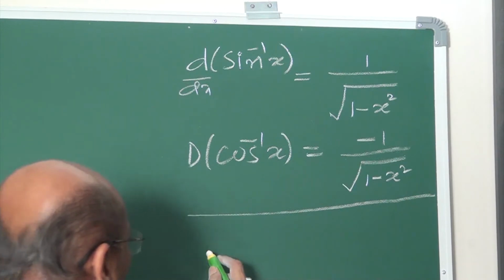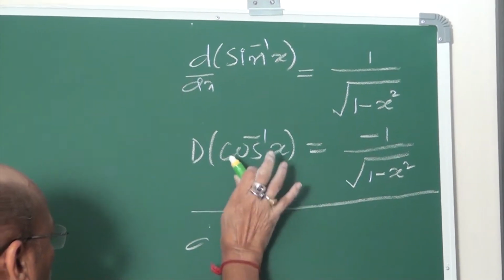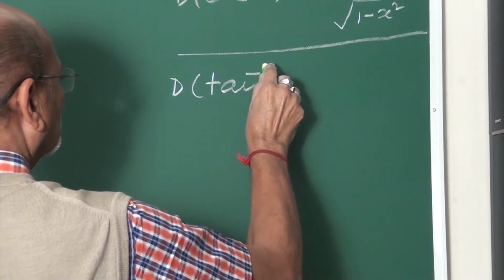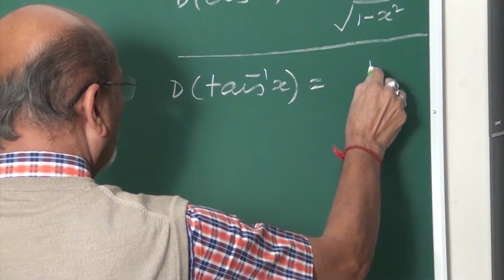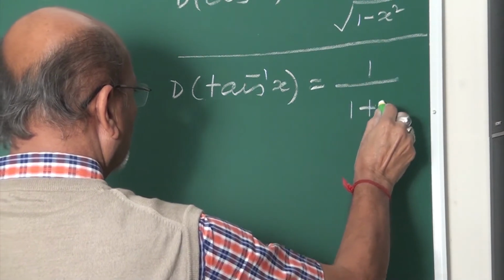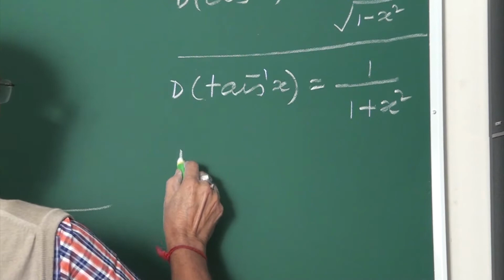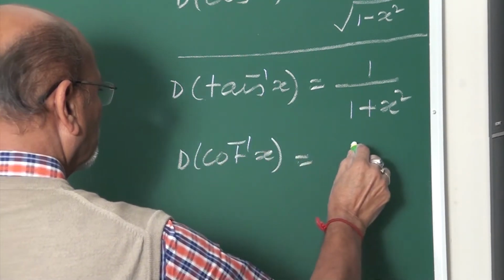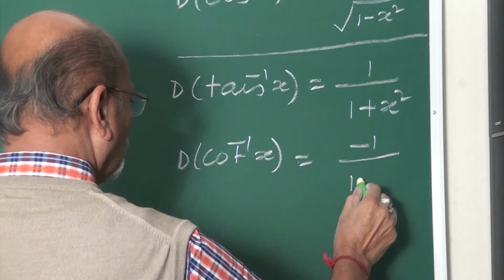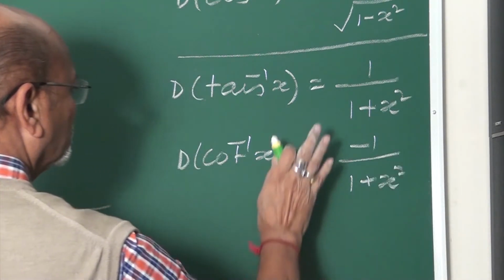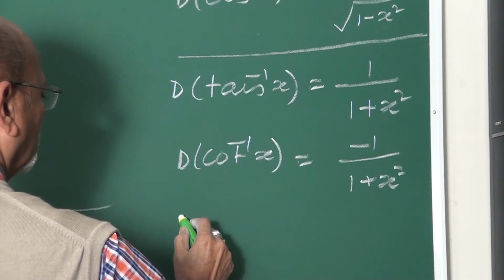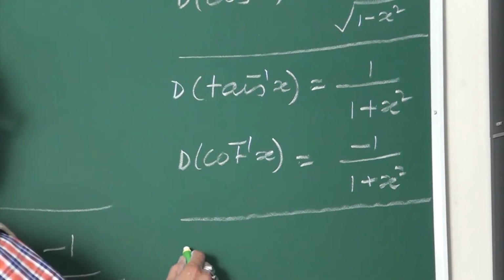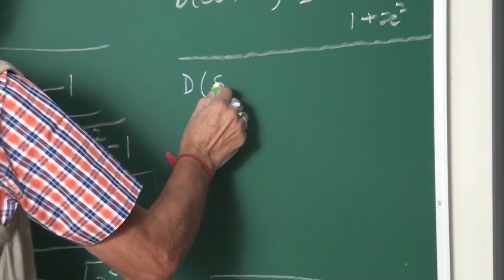Next is derivative of tan inverse x. It is 1 upon 1 plus x square. Next, derivative of cot inverse x. Cot inverse x is minus 1 upon 1 plus x square. I told you, my friends, same with a negative sign, the difference is minus. This is the second pair. Third pair, derivative of sec inverse x.